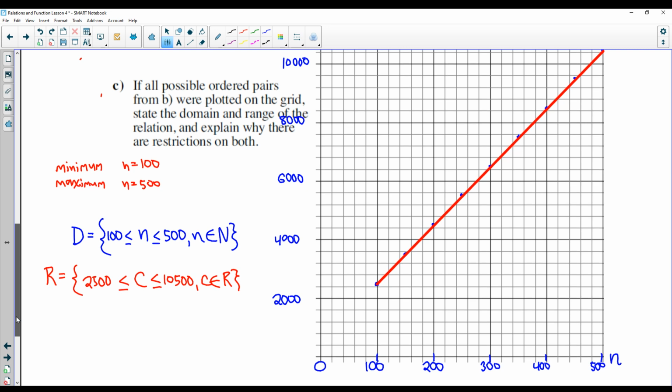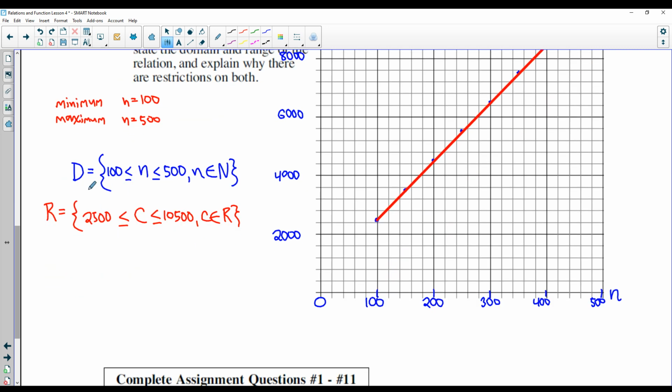All right. So that's it. So again, your domain is a way of listing all of your possible x values. Your range is a way of listing all of the possible y values for a given relationship or a graph.